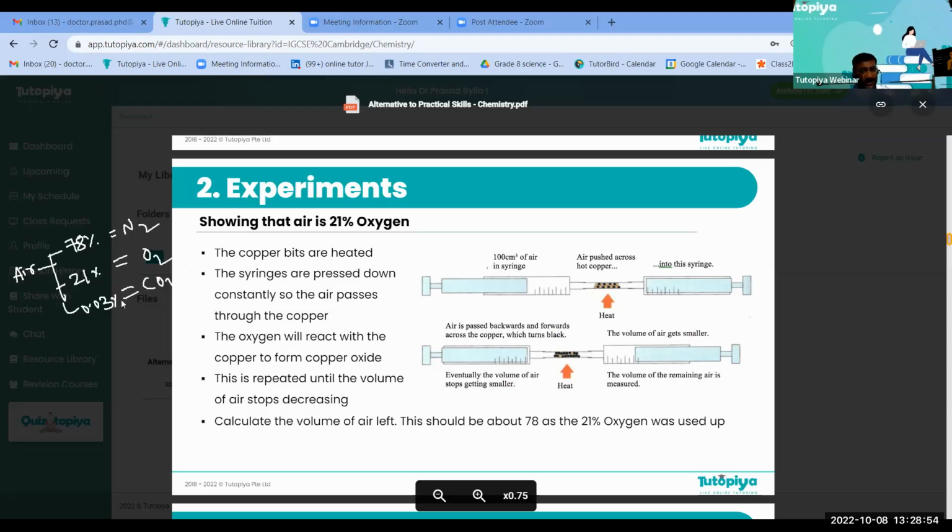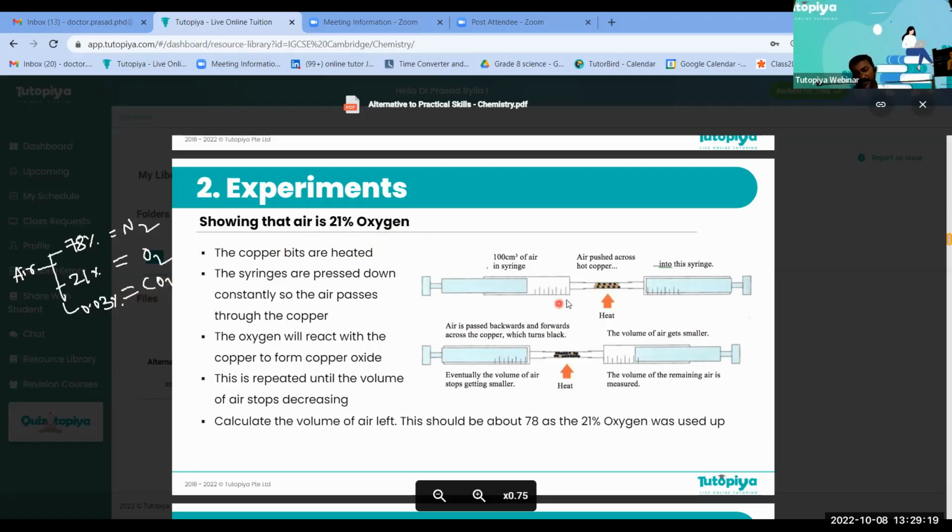You may come across in your practical, a lot of questions have come in the past papers about the proportion, the percentage of these gases. Remember at least these three gases. 78% is nitrogen, 21% is oxygen, 0.03% is carbon dioxide, and the rest is all other gases, inert gases and like that. But in this activity, we're going to prove that air has 21% of oxygen.